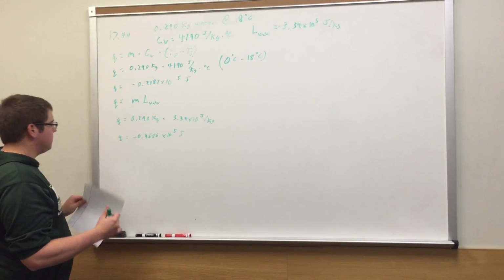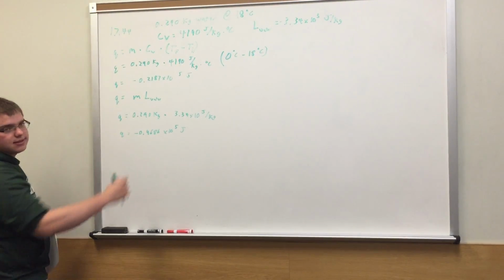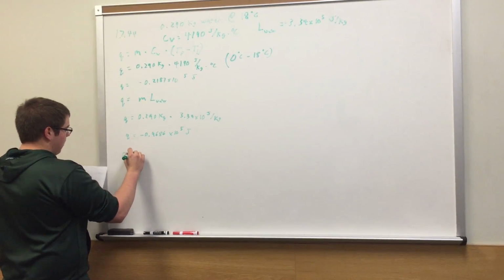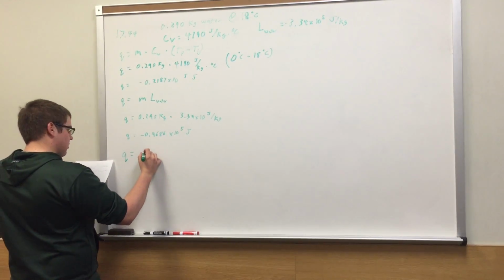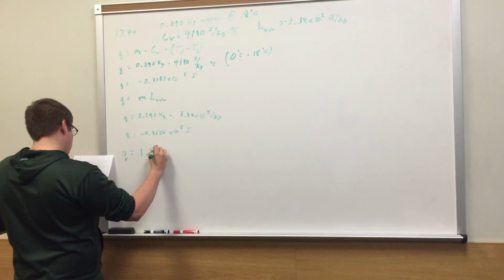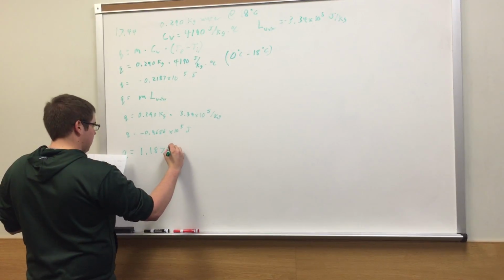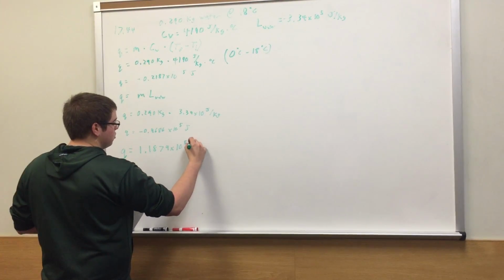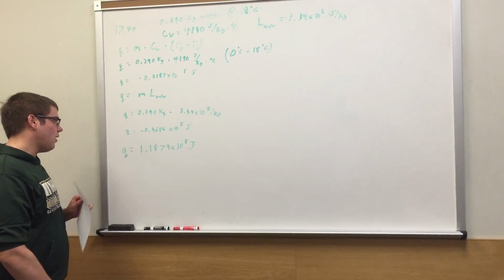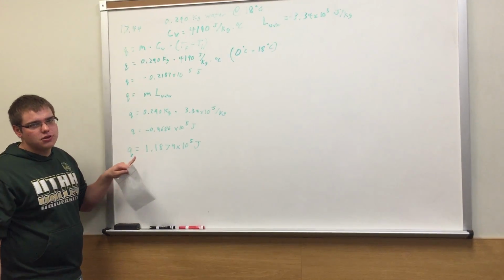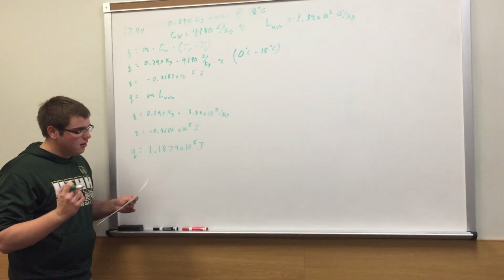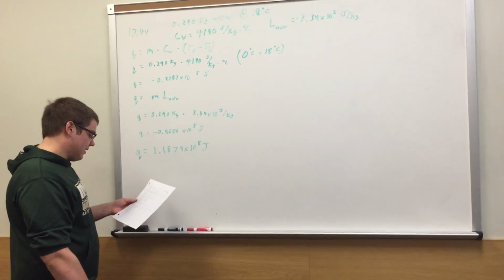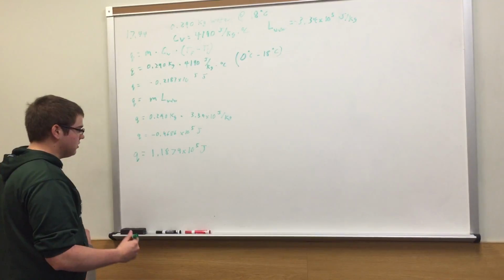And so we're going to add these two together now to get our net heat. What we're going to find is that our net is 1.1879 times 10 to the fifth joules. They're no longer negatives because we're just looking at the total value, not the direction in which it's moving. Now we just need to convert that to calories and BTUs.